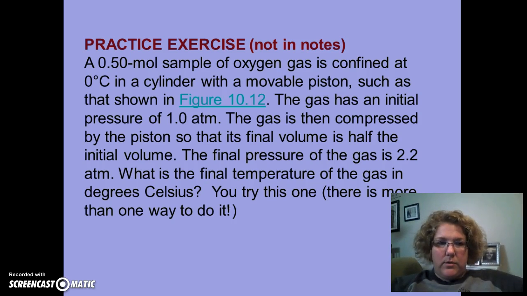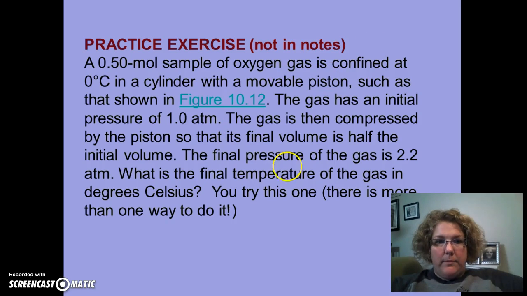It says to try this one yourself because there is more than one way to do it. We know, according to one of the gas laws, the Gay-Lussac law, that pressure and temperature are directly proportional. I'm skipping ahead. We know, according to Boyle's law, that pressure and volume are inversely proportional.